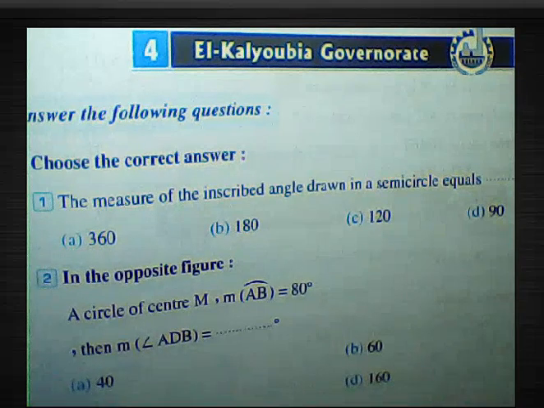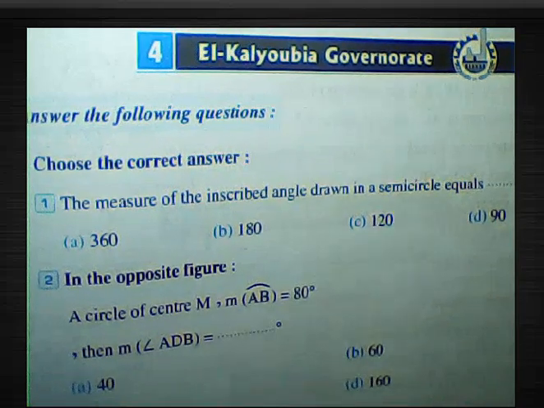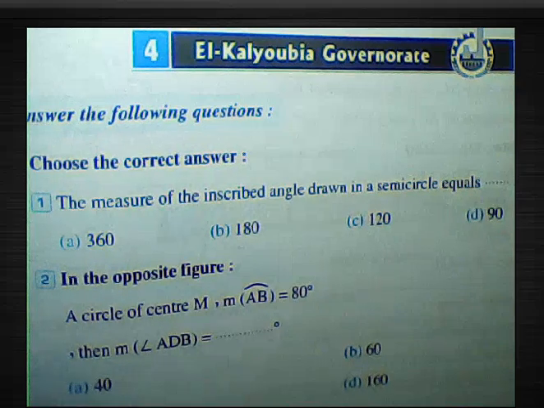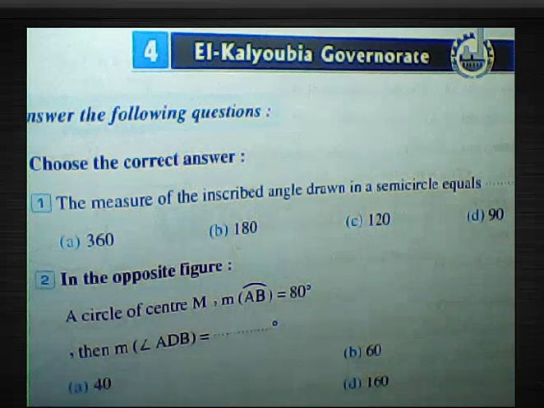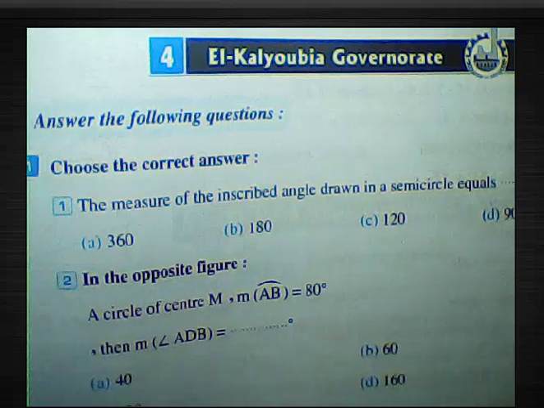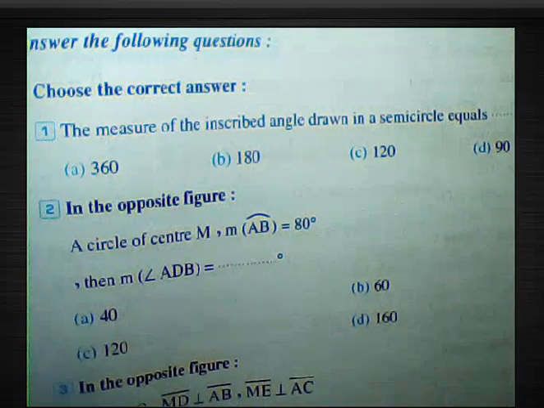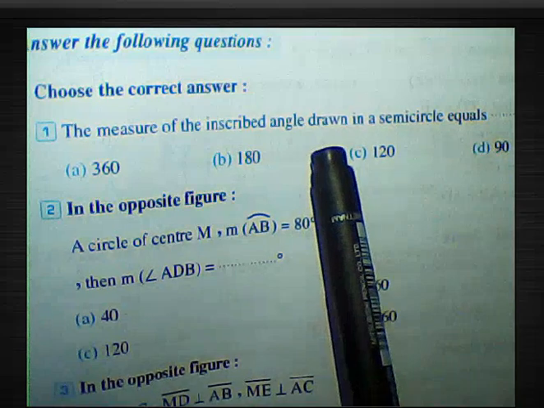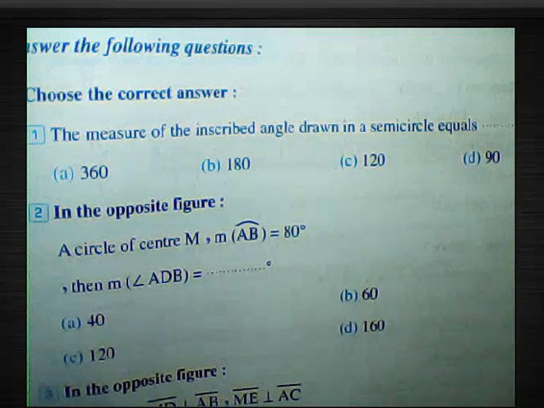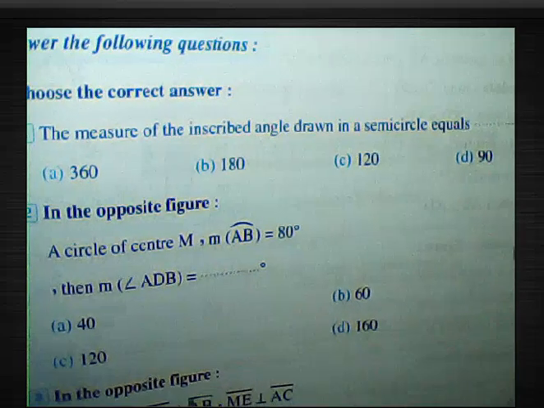Today we'll solve a question from geometry from the Moasser book, revision for the second term, for Beheira government. Answer the following questions. Number 1, choose the correct answer. The measure of the inscribed angle drawn in a semicircle equals 90 degrees. We call it an inscribed angle, students.